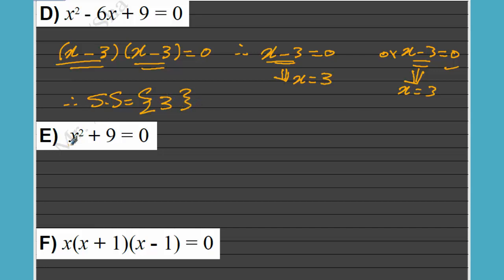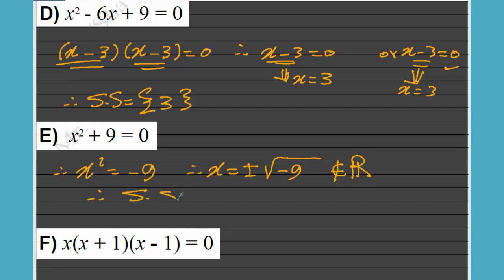Okay, x² + 9 = 0. It means x² = −9. So x equals positive or negative square root of negative 9, and it does not belong to the set of real numbers. So here you can say the solution set is empty.